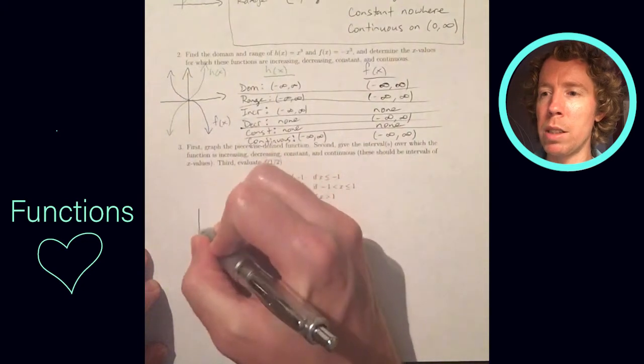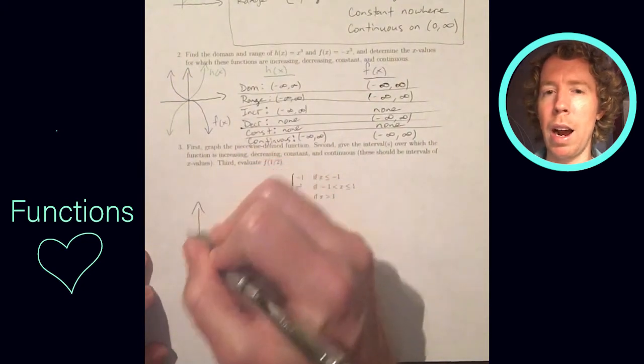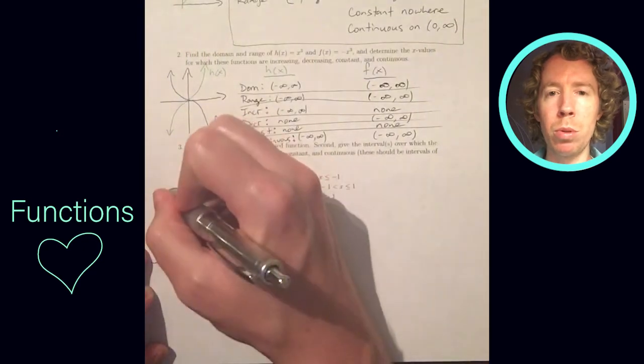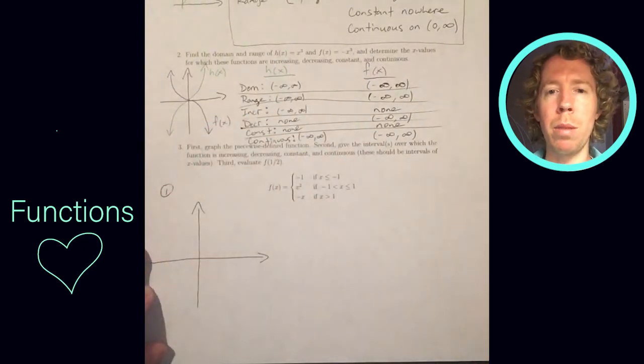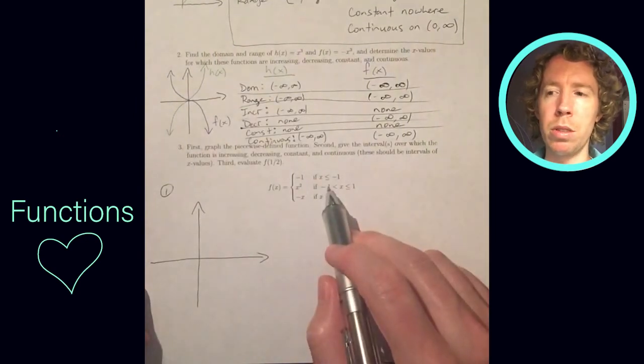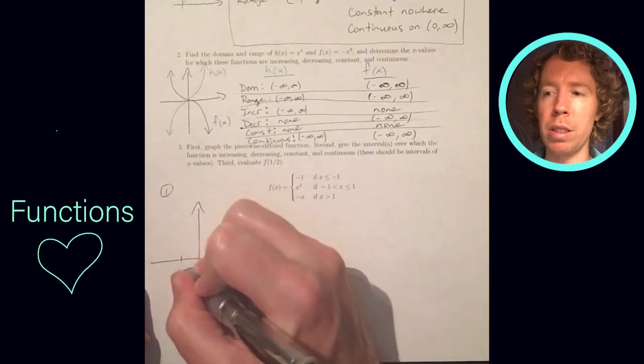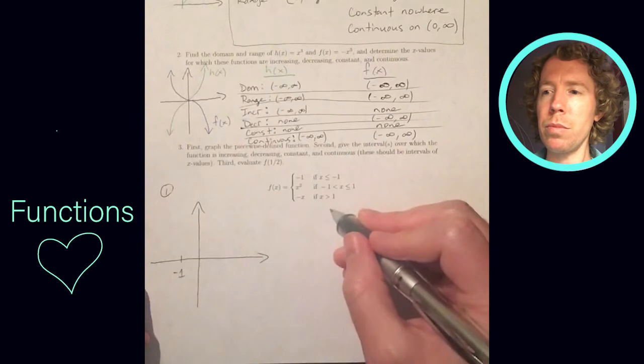Here we've got a piecewise defined function. That just means that our function is not defined by one rule. It's defined by multiple rules. Those rules are broken up according to which piece of the domain you're looking at, so what x values you're plugging into the function. So what that does to the graph is it breaks it up into pieces.